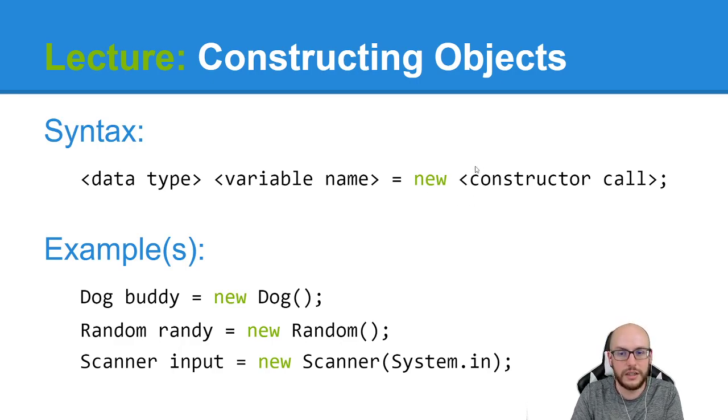I'm storing that object in that variable. This is our syntax. We're going to have a data type and a variable name on the left-hand side, and on the right-hand side we're actually doing the object construction. Let's look at some examples.